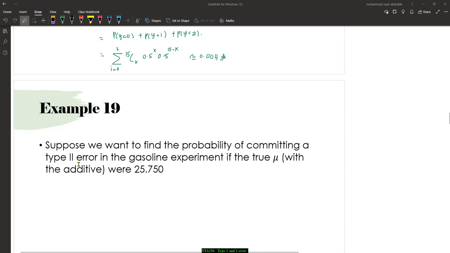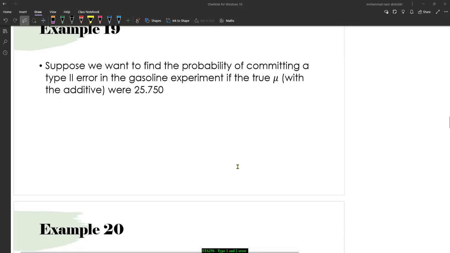Suppose that we want to find the probability of committing a type 2 error in a gasoline experiment if the true population mean with the additive were 25.750, right? So I think I'm losing some information here. Additional information dekat sini adalah n should be equal to 30 and the standard deviation should be 2.4 lah. Information kena ada, right?